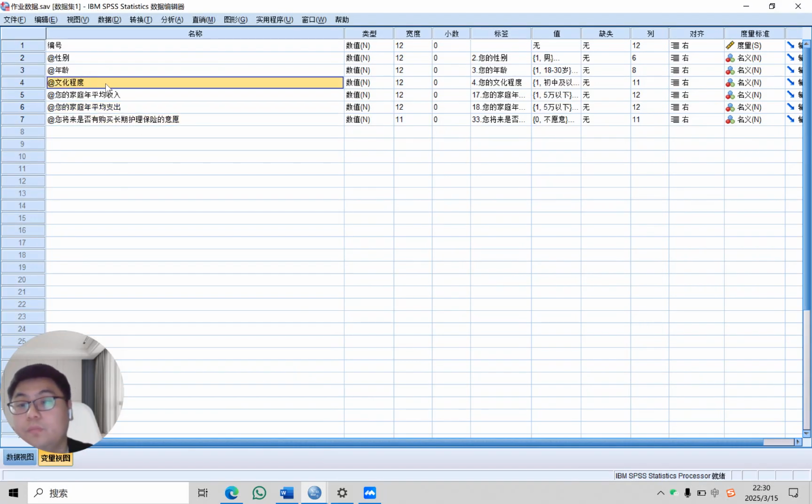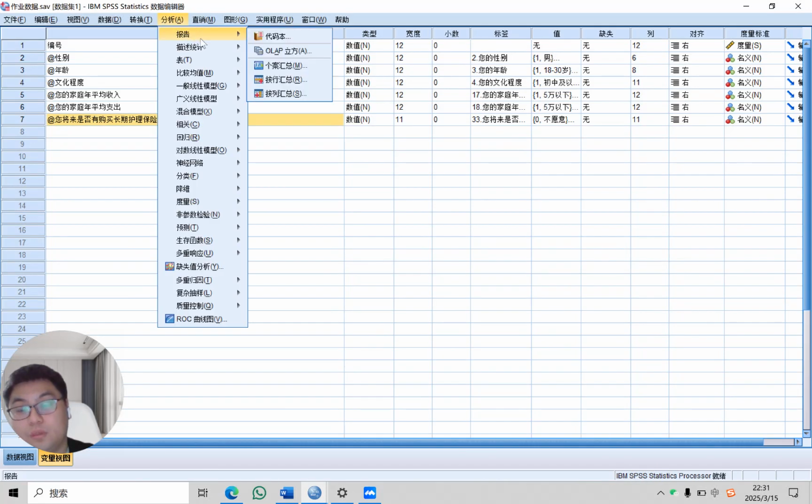Next, I want to establish a regression model with the education level and the income as the independent variables, and the purchase intention as the dependent variable. Before conducting regression analysis, we should verify the independence, normality, and collinearity of the data.